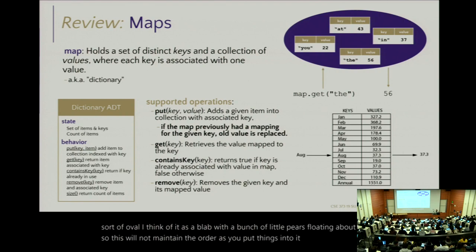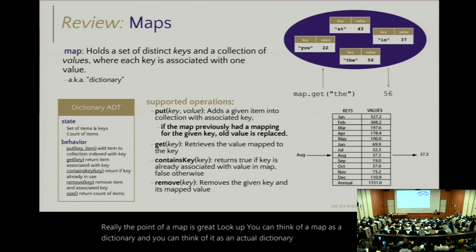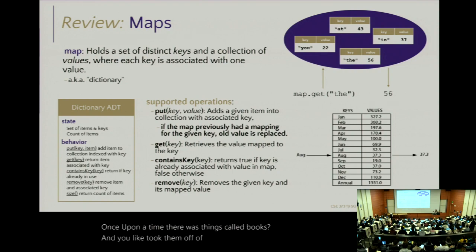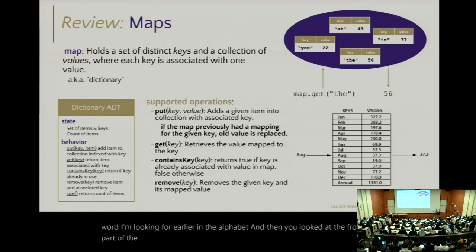However, really the point of a map is great lookup. You can think of a map as a dictionary, like an actual dictionary. Do you remember once upon a time there were these things called books, and you took them off a shelf, and you looked up a word in a book, and you opened this book to the middle, and you asked yourself, is the word I'm looking for earlier in the alphabet? And then you looked at the front part of the book, and you kept looking in the book until you found the word, which was the key, to the value, which was the definition, the thing you were looking for.